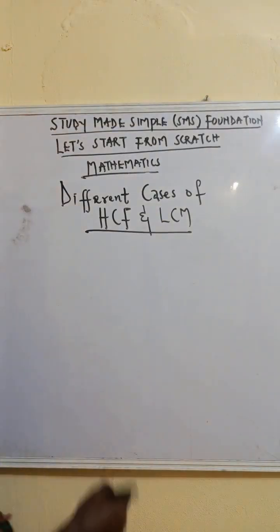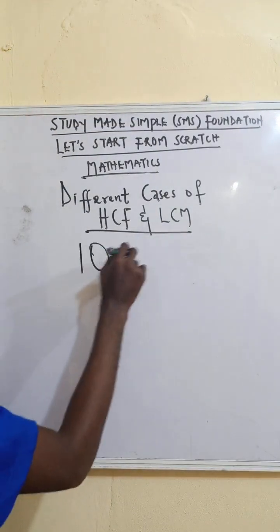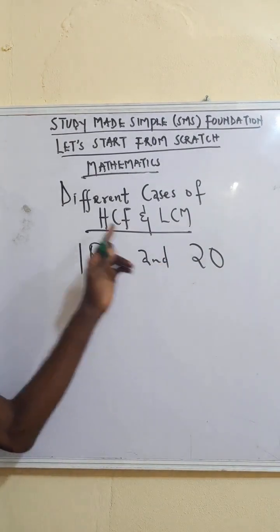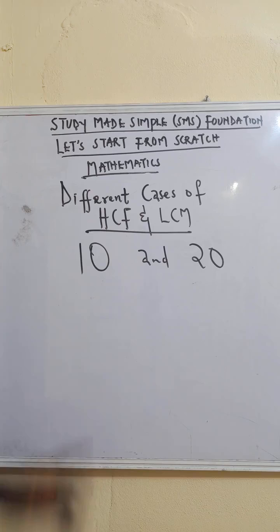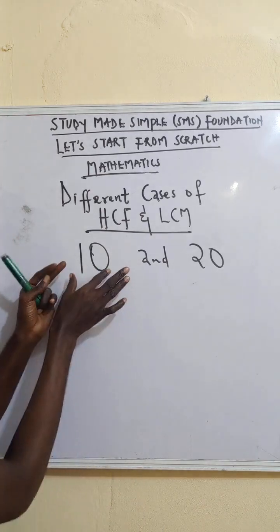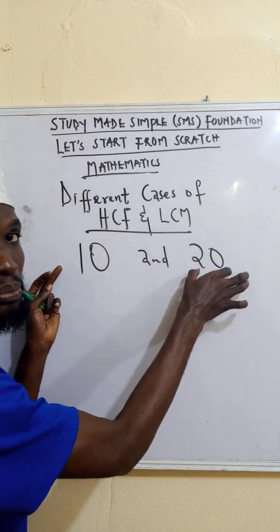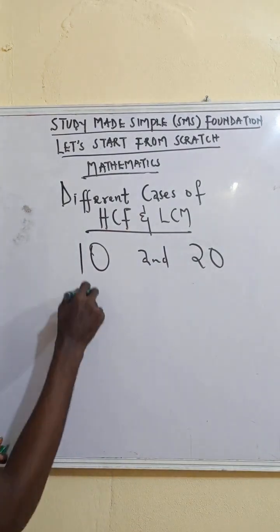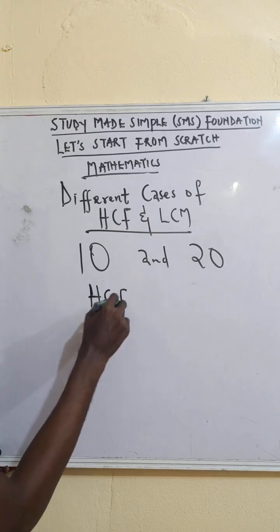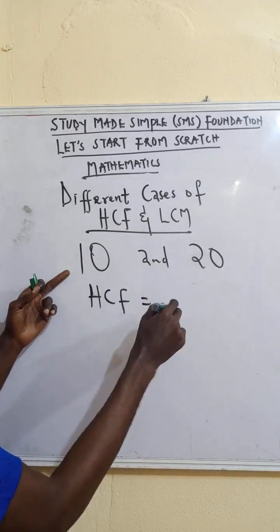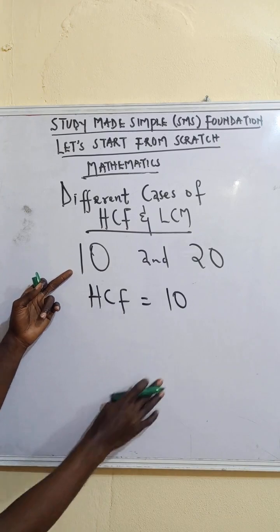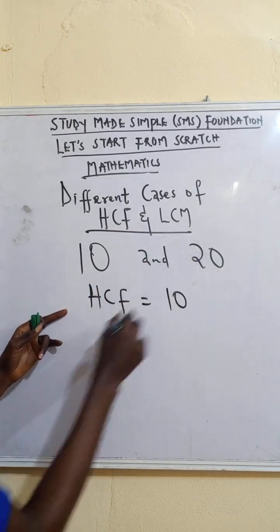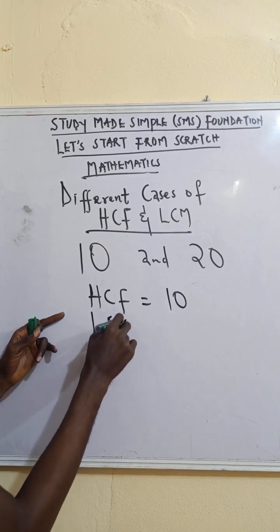For example, if you have two numbers like 10 and 20, and you want to know the HCF and LCM. Now, what you will observe is that the smaller number can divide the bigger number. Good. In this case, HCF will be the smaller number, which is 10, while the LCM will be the bigger number, which is 20.